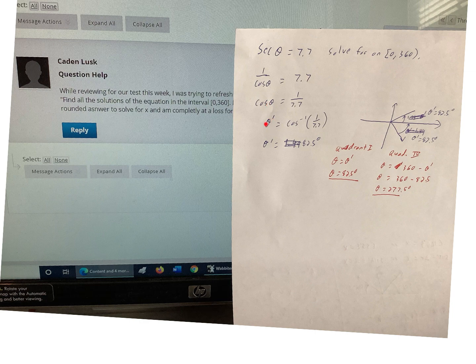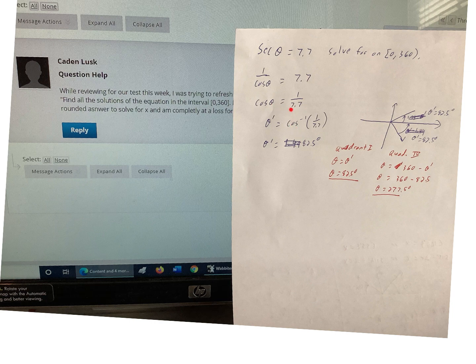So I switched to the reference angle. Theta prime would be the inverse cosine of 1 over 7.7. I started to do it in radians, but remember it's supposed to be in degrees. So theta prime would be 82.5 degrees.